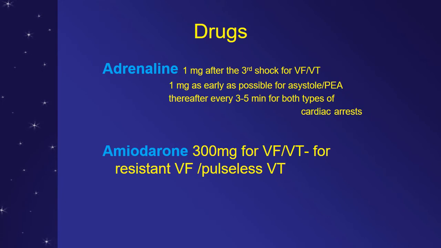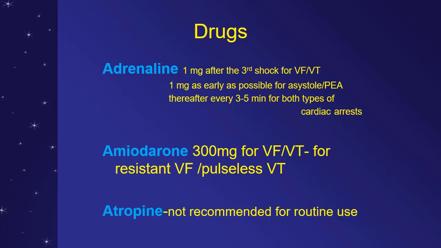And the other important drug for regular use in advanced life support is amiodarone, which is used for shockable rhythms like VF and VT, where you will be using 300 milligrams for resistant ventricular fibrillation and pulseless VTs. So there's no place for atropine in the advanced life support algorithm.